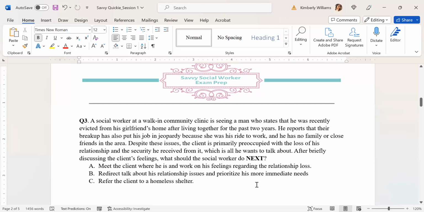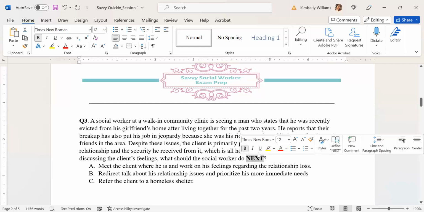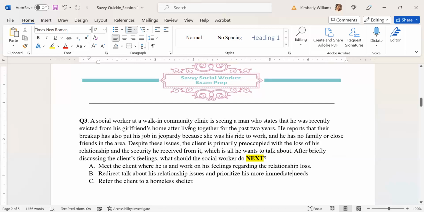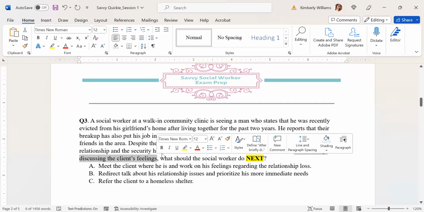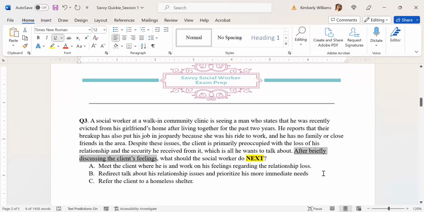Before we jump into the answers, this is the next question. And for my people who don't know what to do with the next questions, after you read the entire situation, you look at what's the last thing that the social worker did. So in this case, can anybody tell me what was the last thing that the social worker did? After briefly discussing the client's feelings. Yes, so that means whatever answer you choose is going to have to come after you have already discussed his feelings, but we still need to know what the priority issue is in this situation.